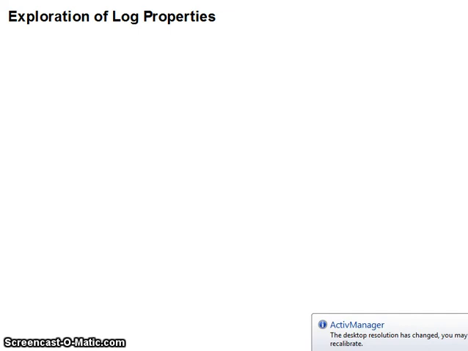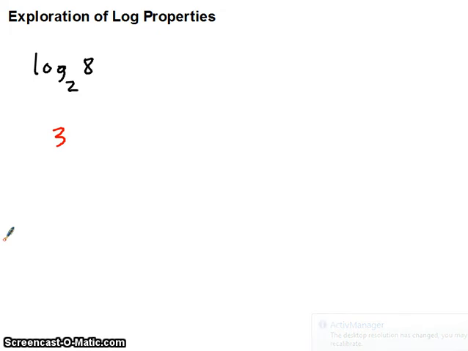So we're going to look at exploring the properties of log. We're going to look at the product rule, the quotient rule, and the power rule, in that order. We're going to look at log base 2 of 8. You all know, hopefully, by now, that 2 to the third power is 8, right? We all know that log base 2 of 8 is actually just equal to 3, right?